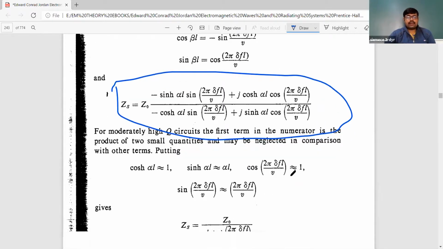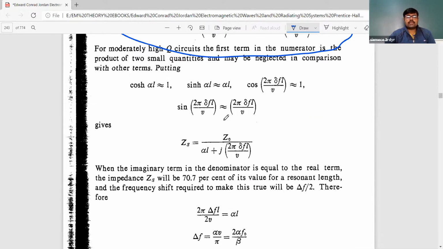So if we find out the condition, we are getting the different cases where sine of 2 pi delta F L by V is nearly equal to 2 pi delta F L by V. We are getting the nearly equal value of 2 pi delta F L by V. That gives the J S value. If we calculate it, J S equals Z naught by alpha L plus j 2 pi delta F L by V. So this is the condition we are defining.